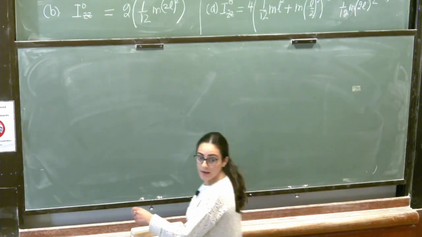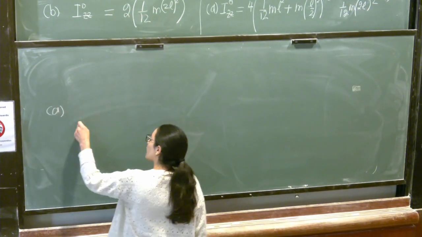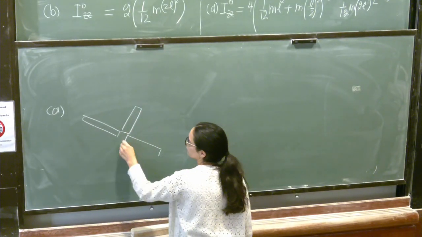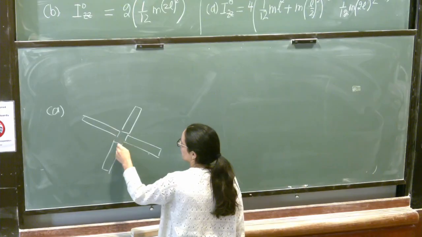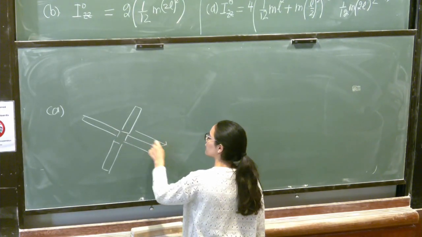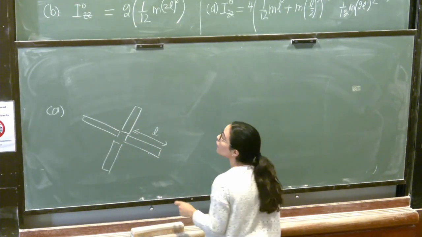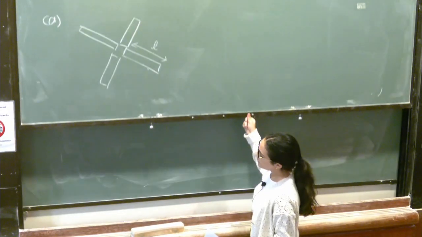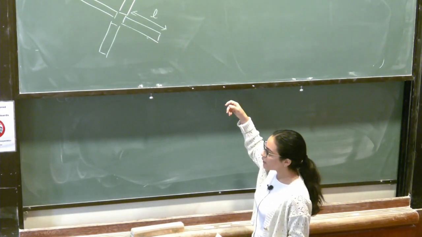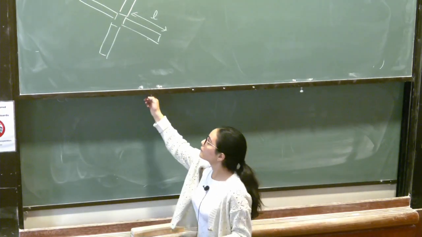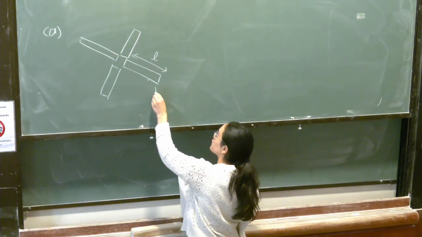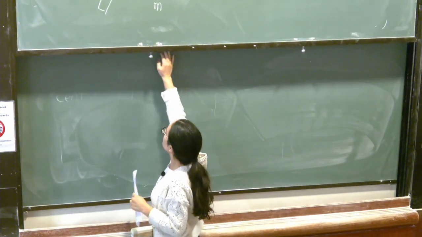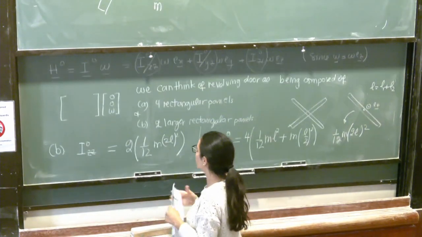So in case A, I'm thinking of 4 plates like this, composing the door. Each one has length L, right? Oh, I messed up the mass, by the way. So should I take M to be the mass of each panel? If M is the mass of each panel, then in the previous V, I should use 2M here.